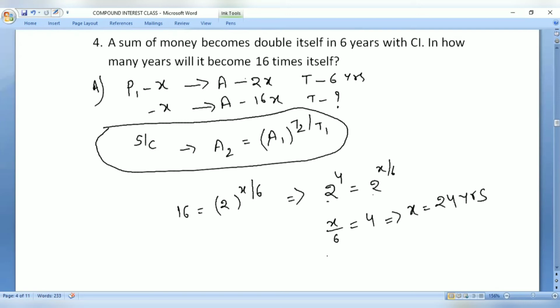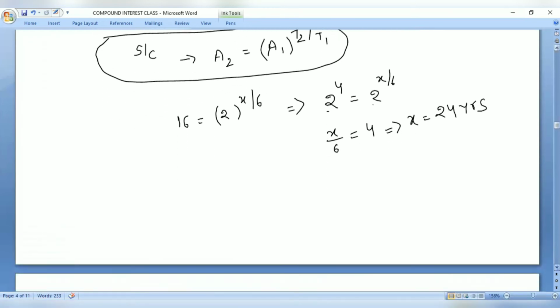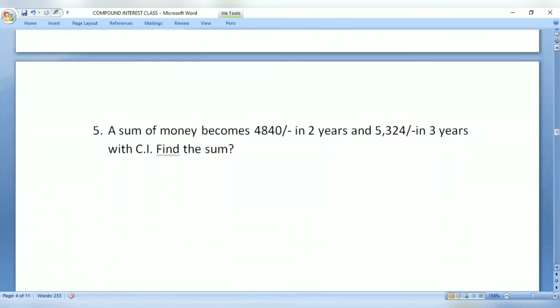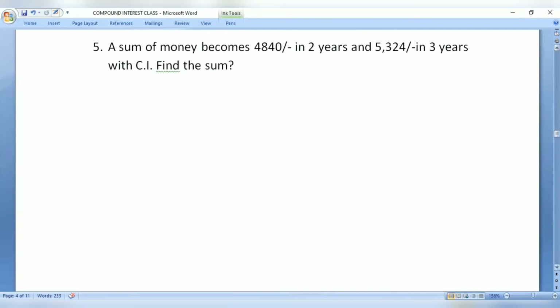Okay. Now let us move on to the next question. See the fifth question. A sum of money becomes 4,840 in 2 years and 5,324 in 3 years with compound interest. Find the sum. Okay. So now with the given data, let us calculate.